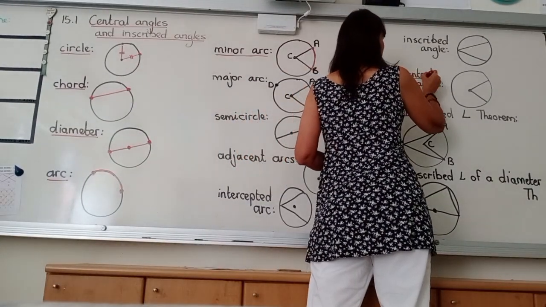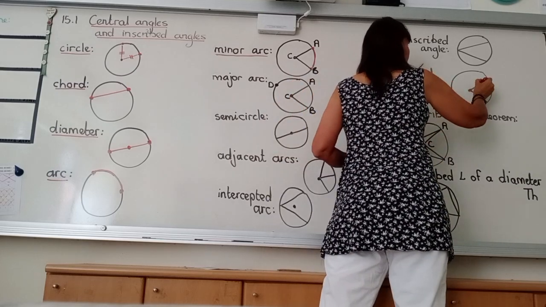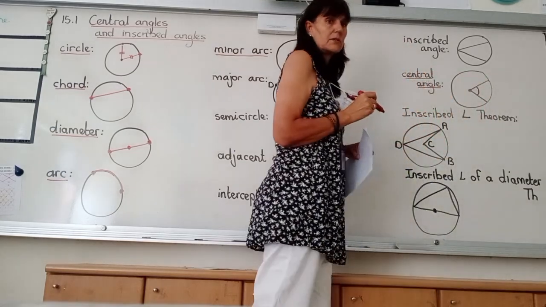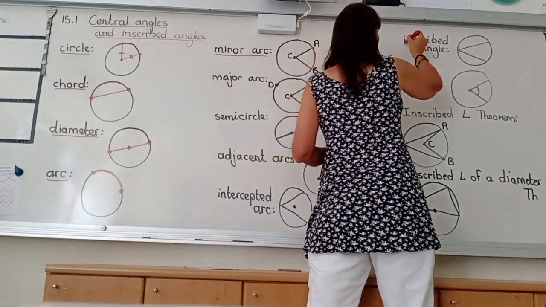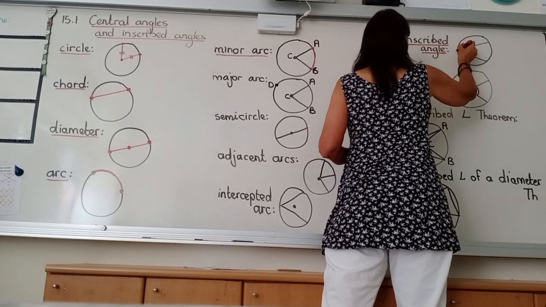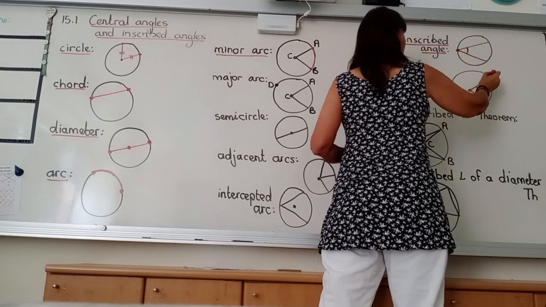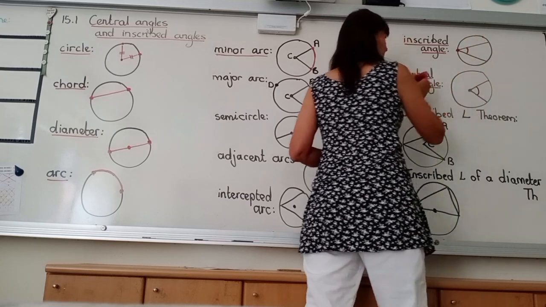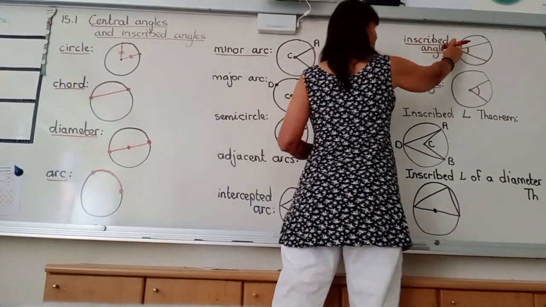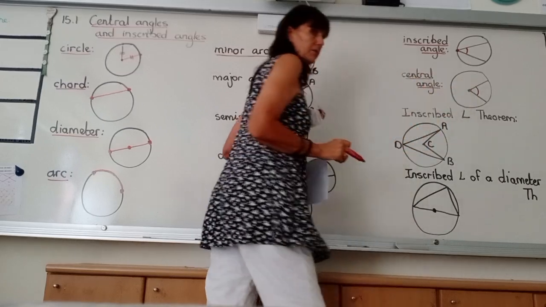Let's go to this side. What is a central angle? The central angle will be the angle formed at the center of the circle, okay? And the inscribed angle will be the angle with the vertex on a circle. This one is formed at the center of the circle. So inscribed on the circle, central angle at the center of the circle.